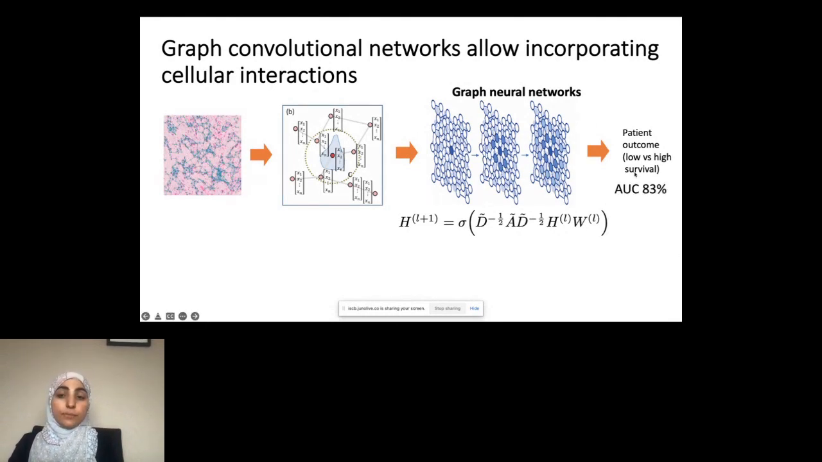And using this approach, I found we can predict patient outcome with area under the ROC curve of 83%, which outperforms existing methods.